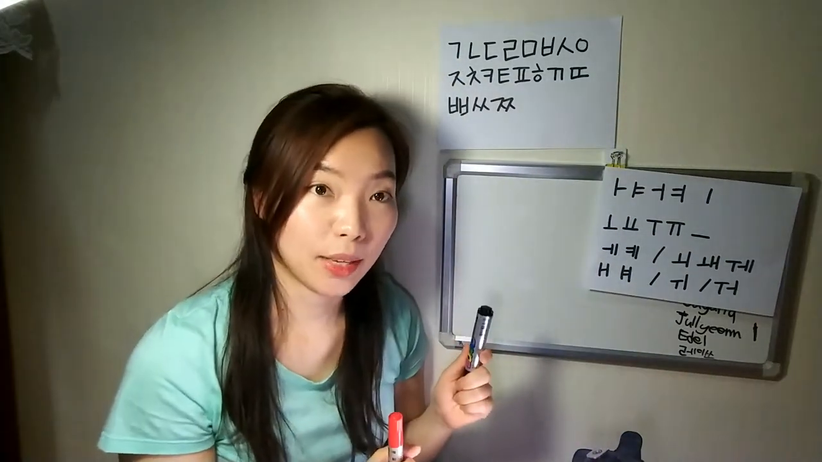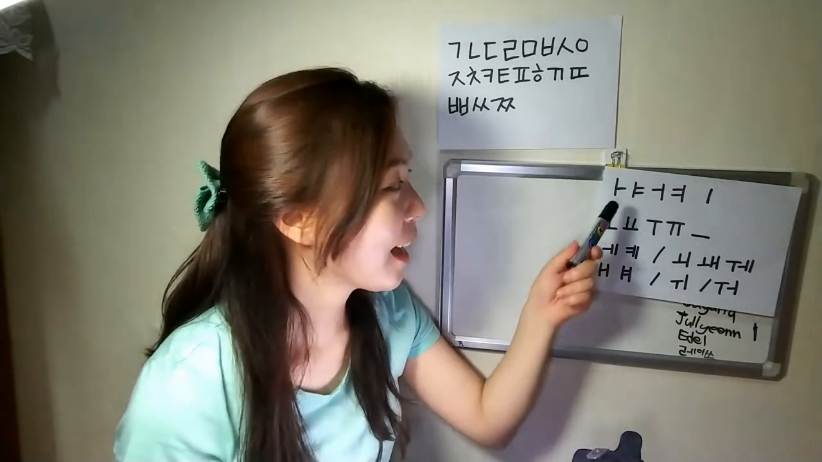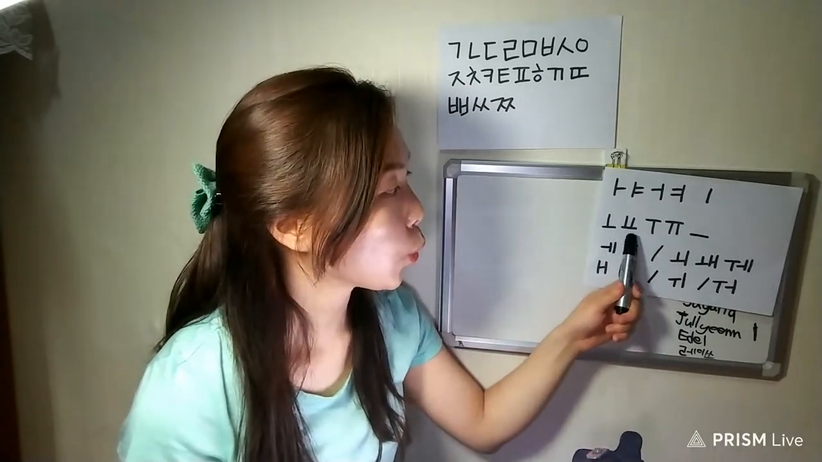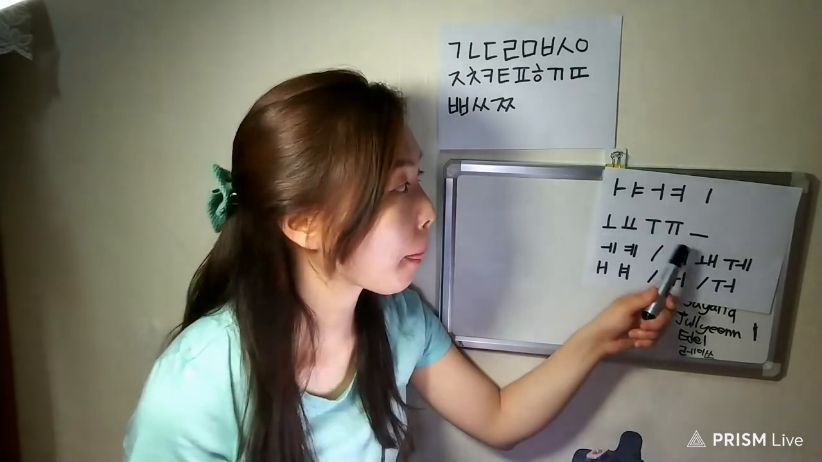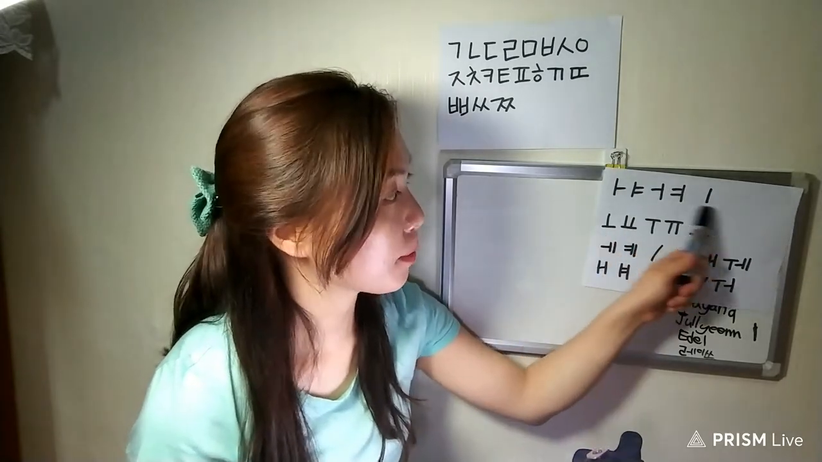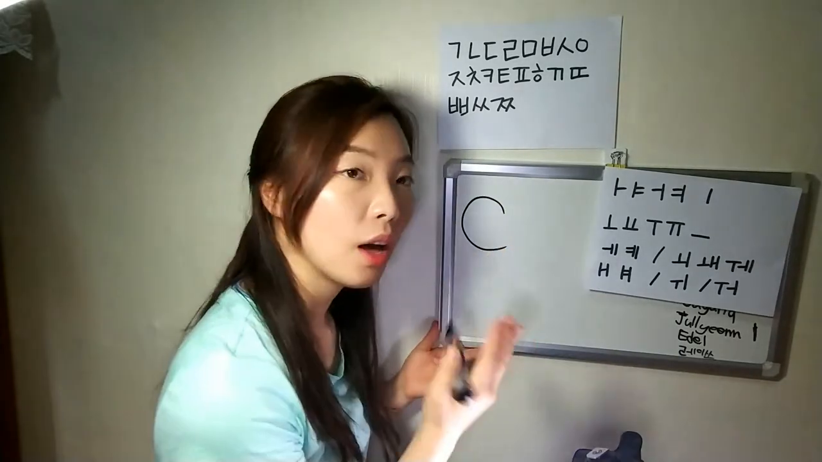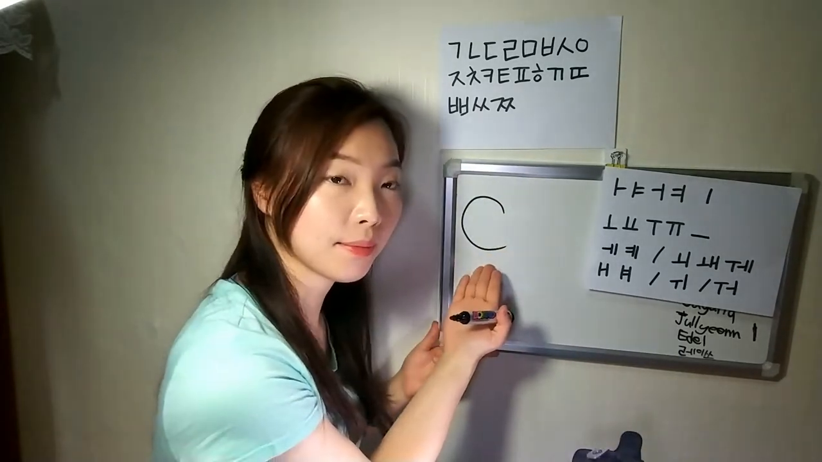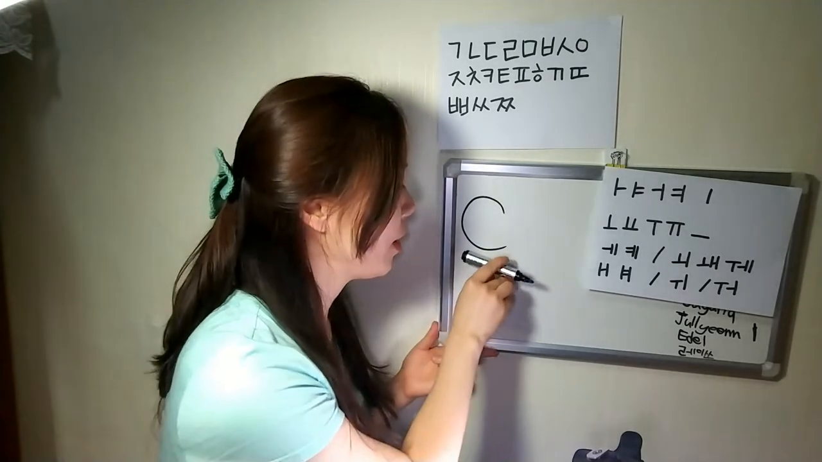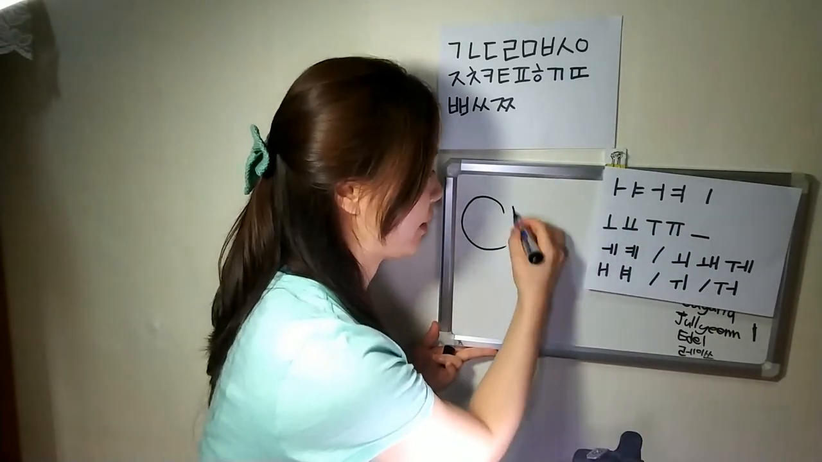Okay, now, let's do the vowels. So let's start from the vowels. Ready? Ready? 아, 야, 어, 여, 오, 요, 우, 유, 으, 이. The reason I put them in this place is that consonants will always come first. It's just a rule. That's just Korean. Don't ask why. So always consonants first, and then the vowel will come in this place.